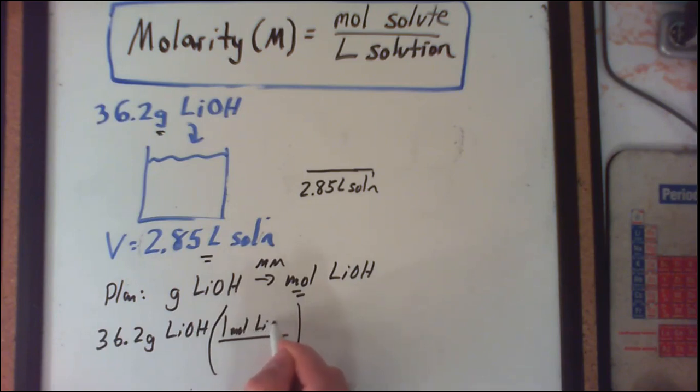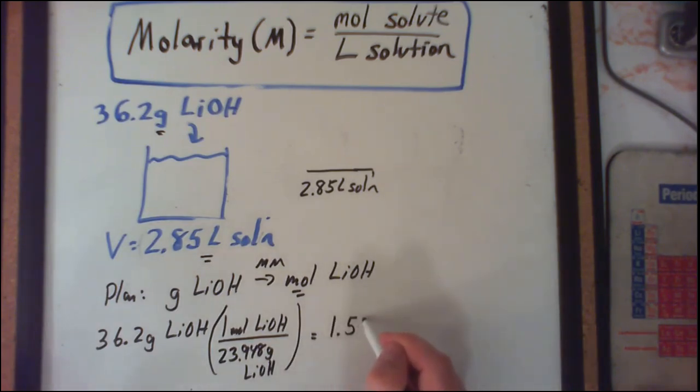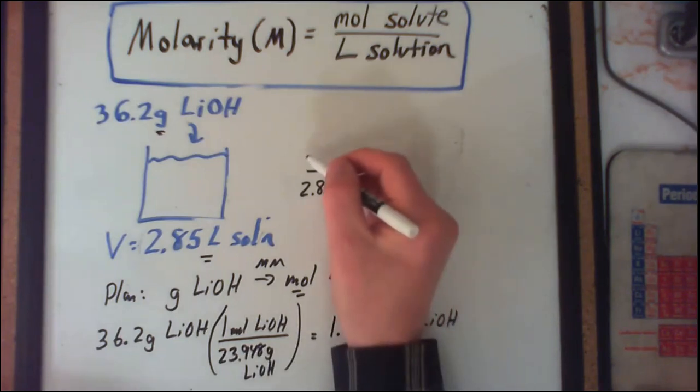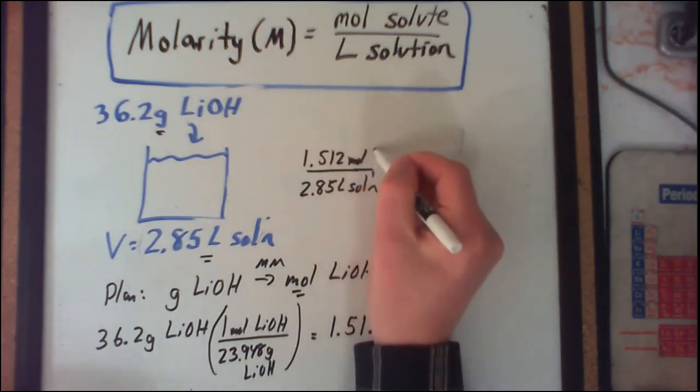1 mole of lithium hydroxide is equal to the mass of 1 lithium plus 1 oxygen plus 1 hydrogen. So we have lithium at 6.94 plus 1 oxygen is 16.00 plus 1 hydrogen is 1.008 for a molar mass of 23.948 grams. So as always, to convert from grams to moles, we divide by the molar mass. So in other words, 36.2 grams of lithium hydroxide is equivalent to about 1.512 moles of lithium hydroxide. So now we have the amount of lithium hydroxide in the correct units, moles. That's the number I plug into my numerator. So 1.512 moles of lithium hydroxide.